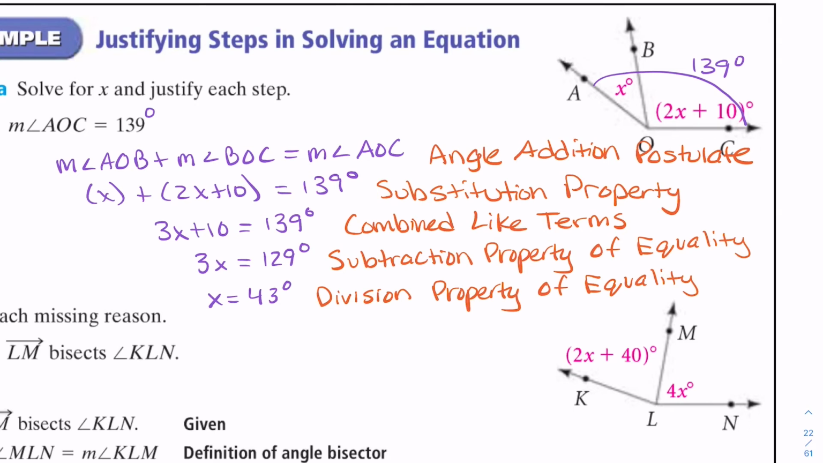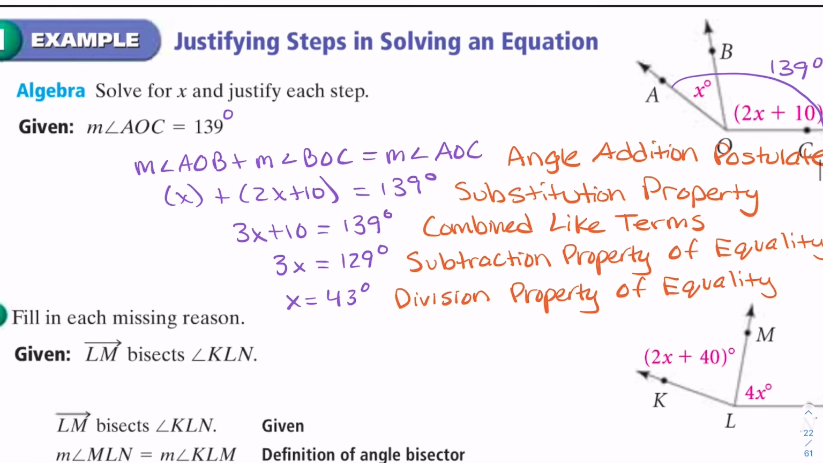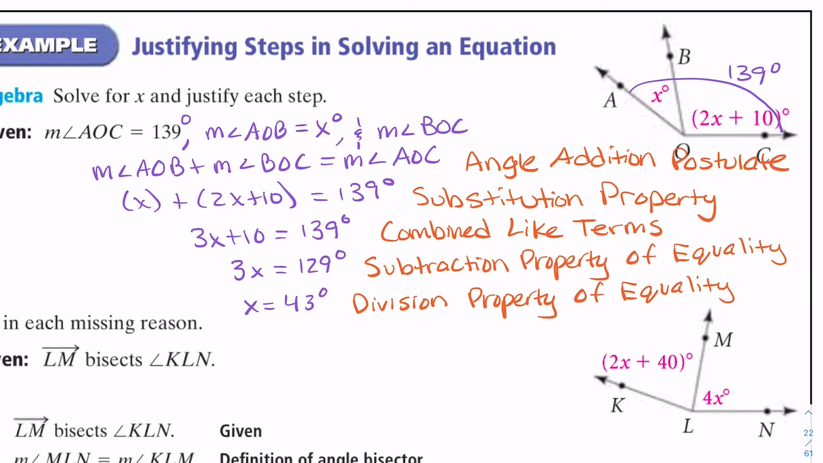And you know what else? My first line is all of my information. So all of my information I'm going to put right here. Measure of angle AOC, it was 139 degrees. The measure of angle AOB is x degrees. And the measure of angle BOC is equal to 2x plus 10 degrees. And that is called the given.